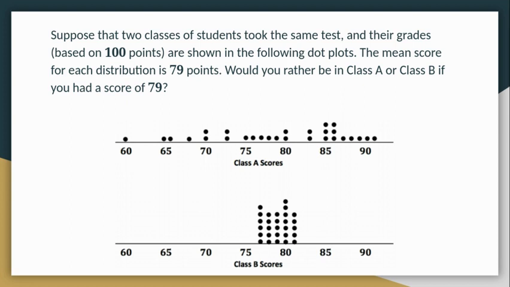There isn't a right or wrong answer about which class you would rather be in. If you scored a 79 in Class A, you would be right in the middle of the data. Some people will have scored much worse than you, but some will have scored much better. If you scored a 79 in Class B, you would still be right in the middle, but everyone would have scored close to the same as you.